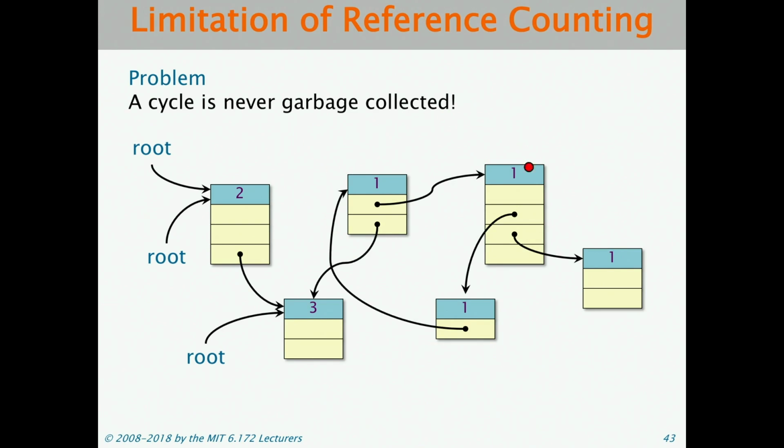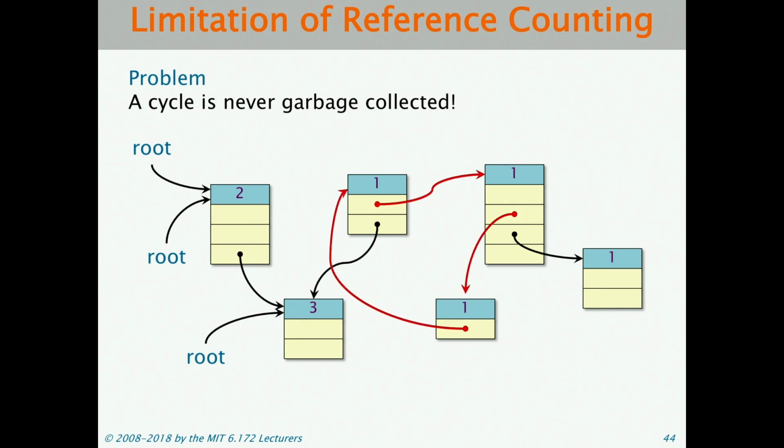So here we have a cycle of length 3. They all have a reference count of 1, but you can never reach this cycle by following pointers from the root. And therefore, you can never delete any object in this cycle, and the reference counts are always going to be non-zero.